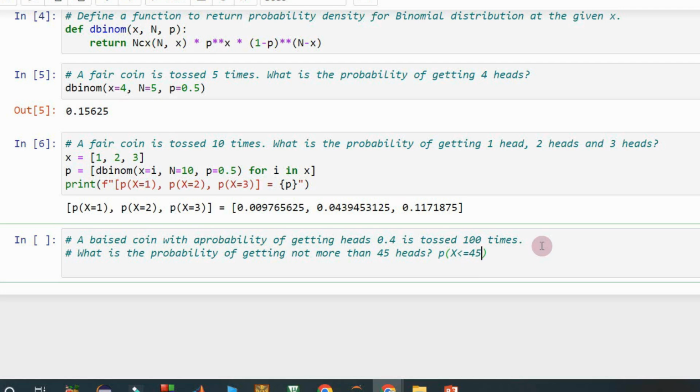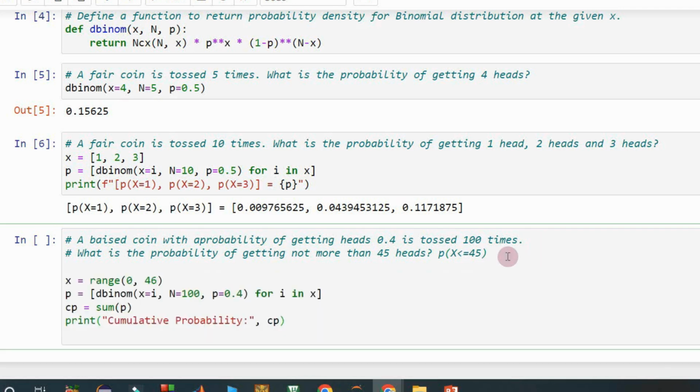Now I am going to find this probability, which is called a cumulative probability. Why is it called a cumulative probability? Because we are going to find the probability of getting not more than 45 heads. So it is the sum of probabilities of getting 0 heads to 45 heads. Then we will compute this with the help of the binom pmf function as well as Python's built-in sum function. See here, I am considering x as a range object with values from 0 to 45. You know 46 is the end value, which is exclusive in that range. Then x will get the values in that range object from 0 to 45.